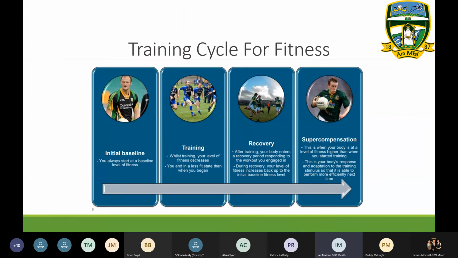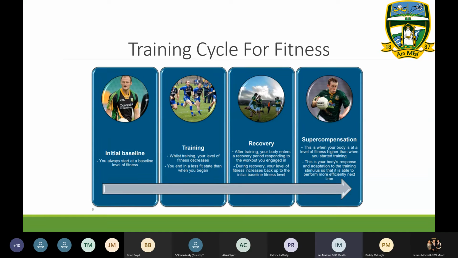Okay, so the next slide is just giving you an idea of the cycle we go through when we talk about fitness and training. There are four steps involved in this. The first one is the initial baseline. This is where your initial fitness level is. So you always start at your initial baseline.